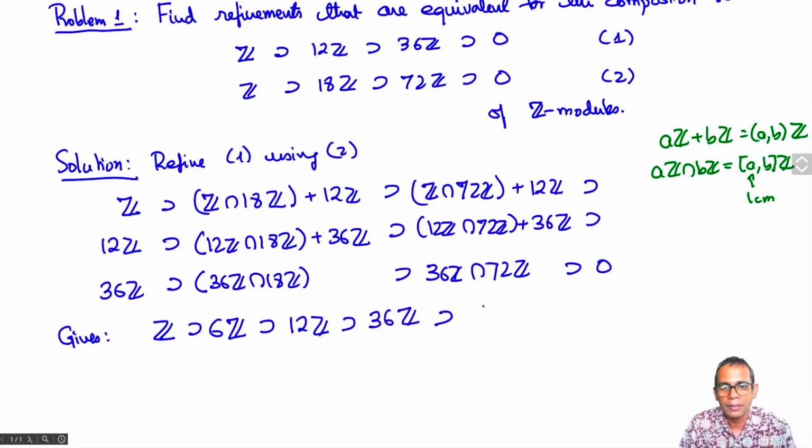Then we have 12Z intersect 72Z. Well, that's 72Z, but 72Z plus 36Z is 36Z. So we still have 36Z, and I won't write it again. And again 36Z over here. Then 36Z intersect 18Z is again 36Z. And finally 36Z intersect 72Z is 72Z. I haven't written the repeated terms because they will not really be needed to write down the common refinement. So this is a refinement of 1.